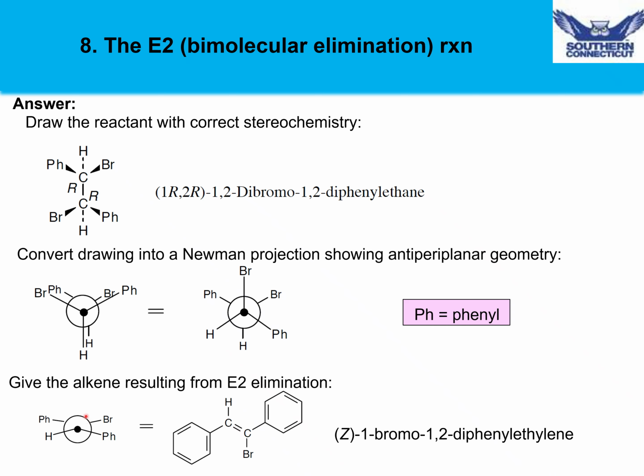If we spread that out, we would get this structure here where the hydrogen and the phenyl are on the same side. So this hydrogen and phenyl are on the same side, and this phenyl group, which is that one, is on the same side as a bromine.